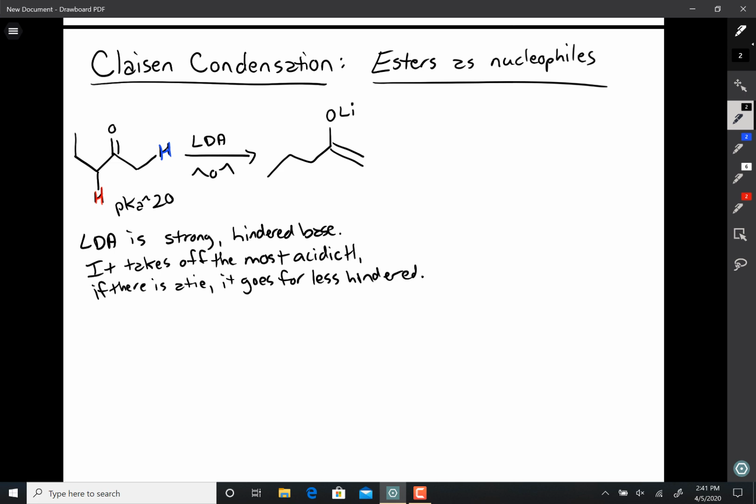Why I'm doing it this way is I want to draw your attention to a parallel with another reaction that we've already done lots of, and that's the organolithium reaction, where we treat an alkyl bromide with lithium metal and get an organolithium, which is essentially a carbanion, just like the enolate is.